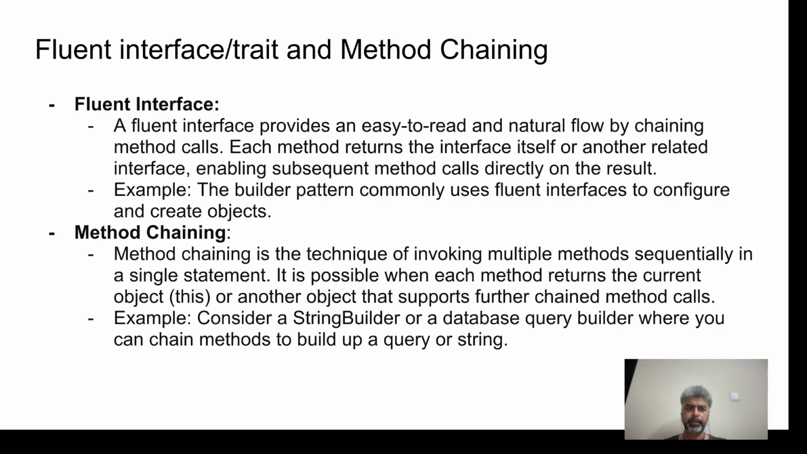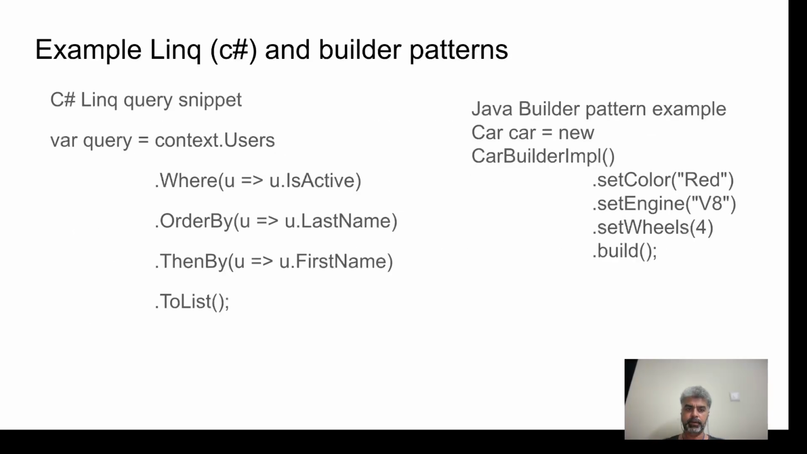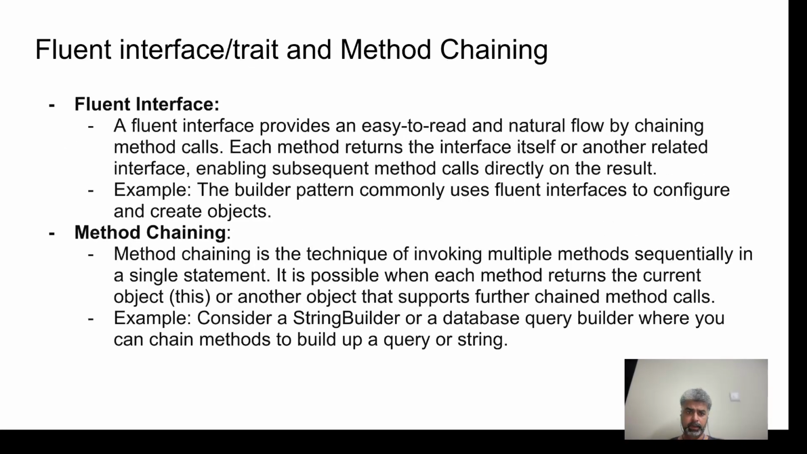So, what is a Fluent API? A fluent interface provides an easy-to-read natural flow by chaining method calls, as we have seen earlier: where clause, order by, and then by on the list, and ultimately the query gives you the list. That is what method chaining or Fluent API is, almost equal. Generally we call it a fluent interface with respect to the builder pattern. Commonly we use fluent interfaces to configure and create objects. Ultimately, the builder pattern creates objects. Method chaining is also the same.